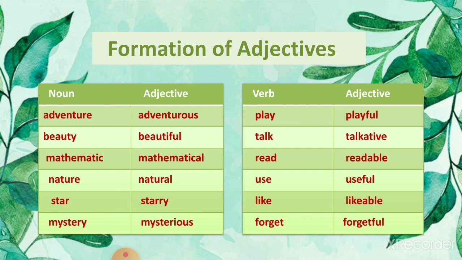Similarly, verbs are also used to form adjectives. By using different suffixes, we can convert a verb into an adjective. Here are some examples: play, playful; talk, talkative; read, readable; use, useful; like, likable; forget, forgetful, right? So these are some adjectives which are formed using nouns and verbs.